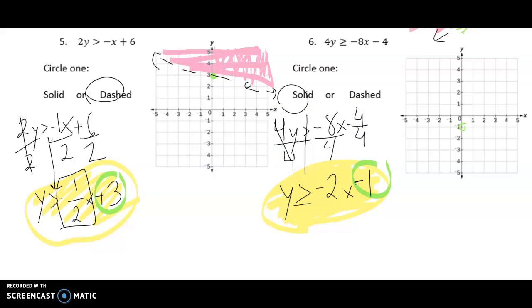Our slope is -2, which means that there's an invisible 1 underneath. So we're going to go down 2 to the right 1. Beautiful. It's y is greater than or equal to, which means included, so it's a solid line. Beautiful. Now it's greater than. Greater than is above or below? Above. Good job.